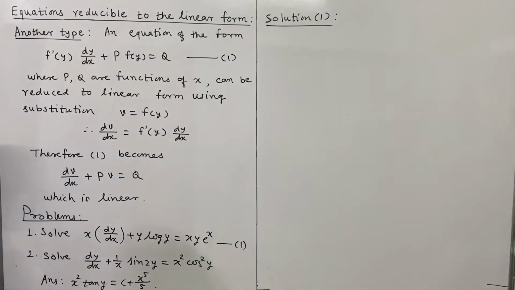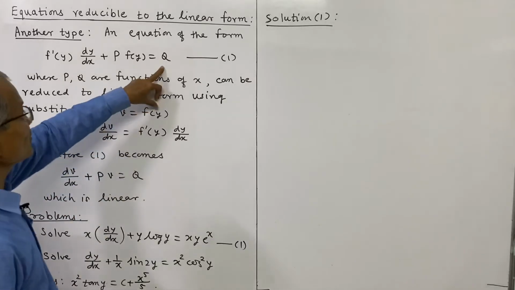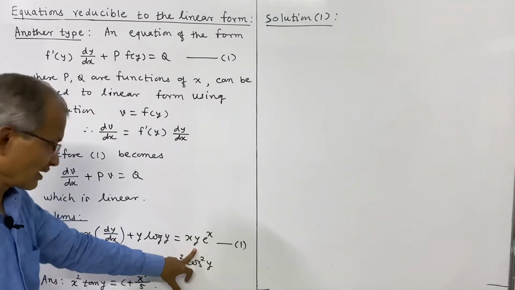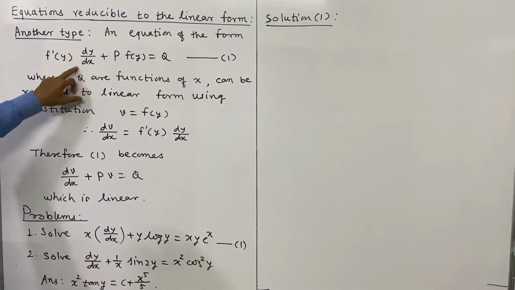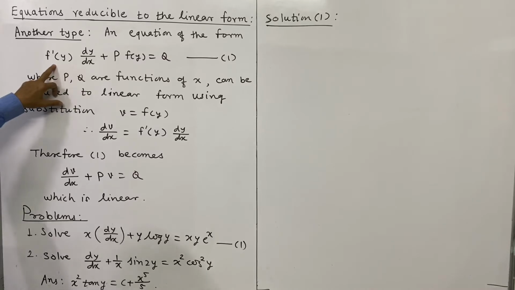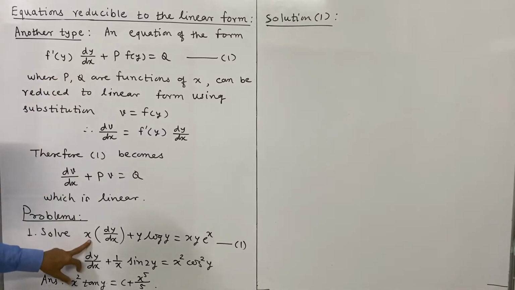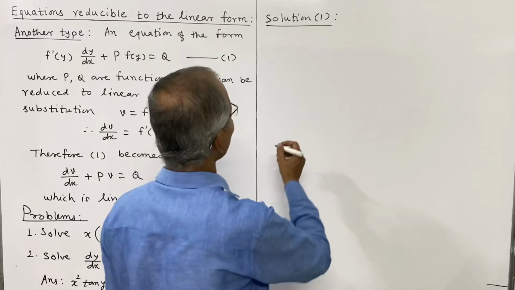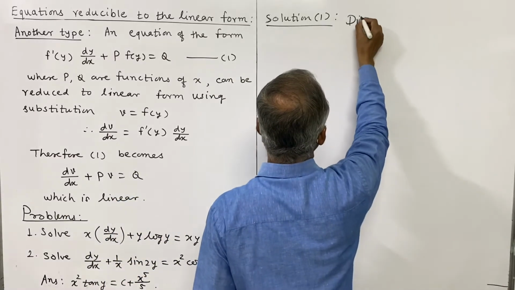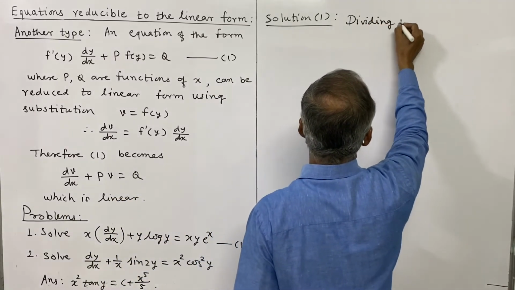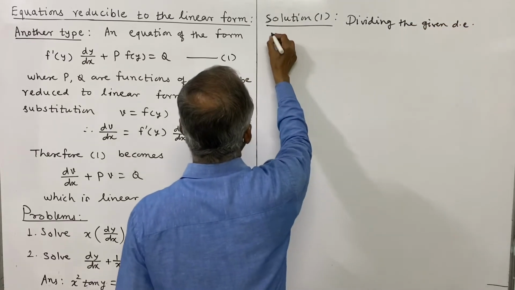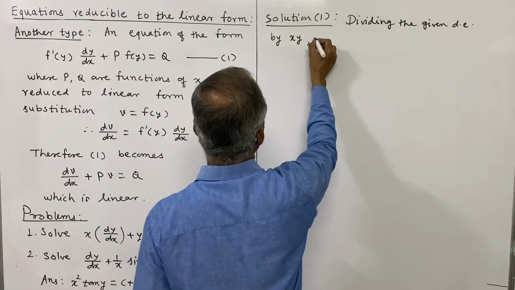For that purpose, what we see is that q is a function of x only, but there is y. So we don't want y here, and also here the coefficient of dy by dx is the derivative of a function of y. We don't want x here. So therefore we shall divide the equation by x into y. So dividing the given equation 1 by xy, by the term xy we get.